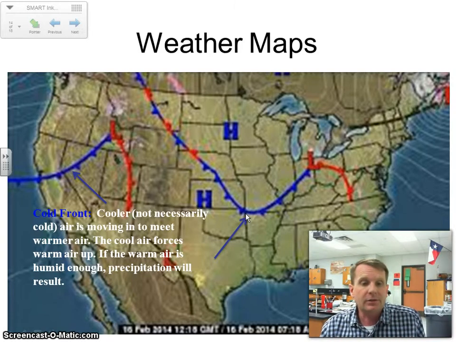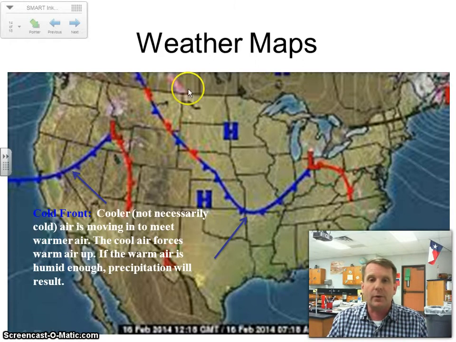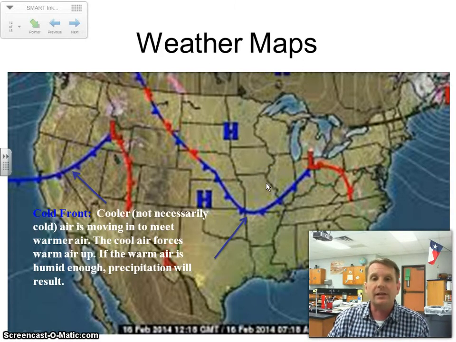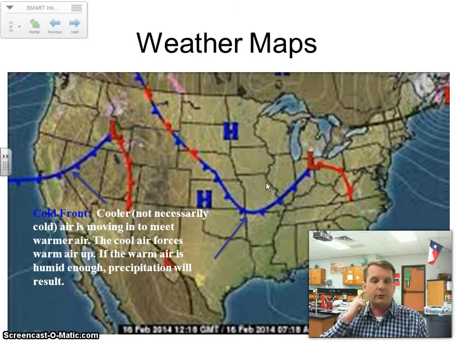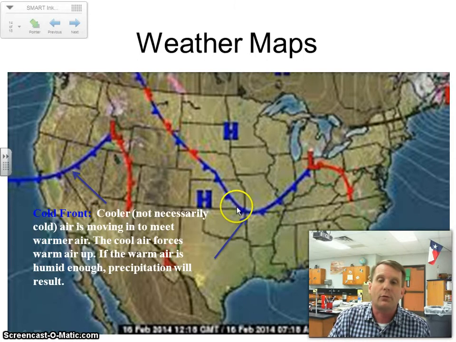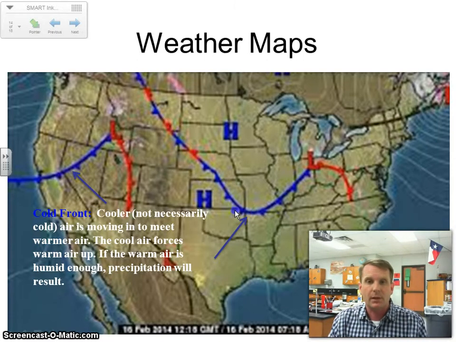This is just an area of colder air. We have a colder air mass sitting right in here that is moving into and replacing the warmer air. So the cool air forces the warm air up, and if the warm air has a lot of humidity and moisture in it, right around the cold front we'll probably get a little bit of rain or precipitation of some sort.